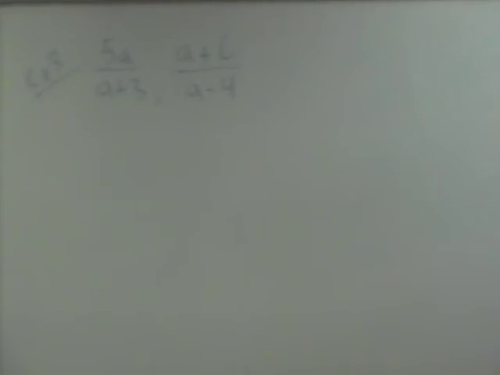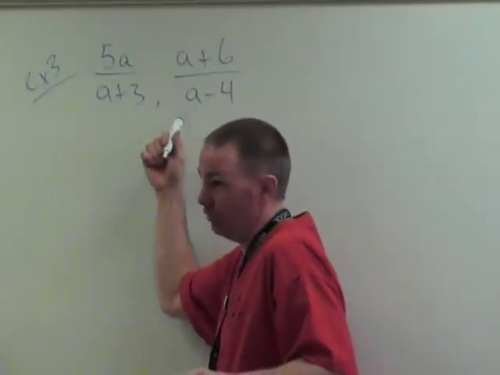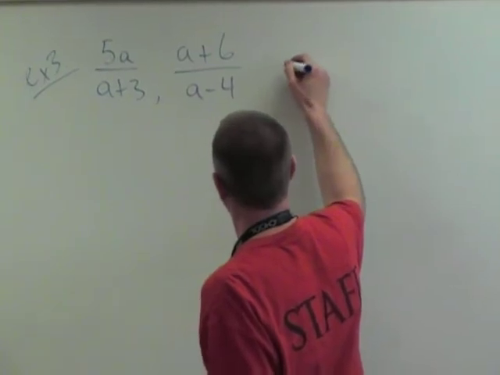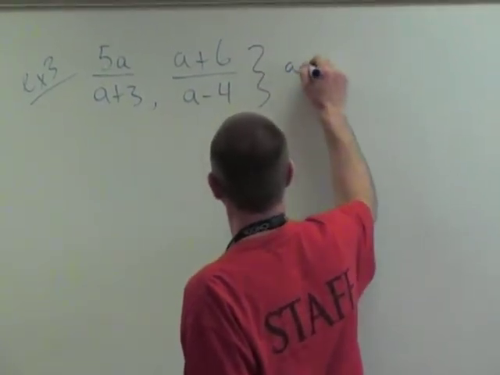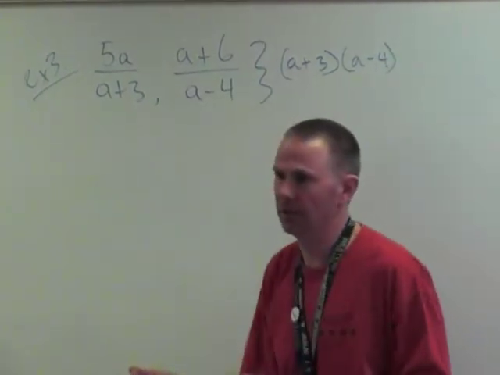Can you factor either of the denominators? No. Okay, if I ask you to do this, what is the least common denominator? How did you come up with it? Multiply them together. Well, you can't simplify these any further, so your answer for the least common denominator is a plus 3 times a minus 4. That's the whole point.